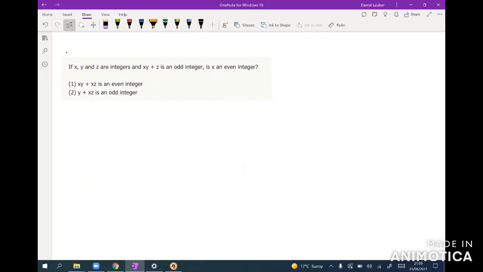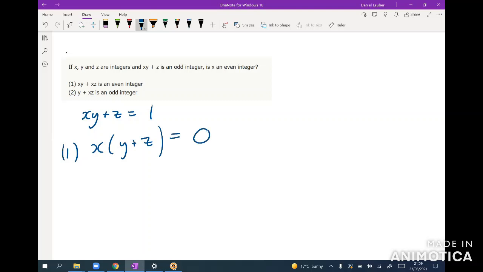If x, y, and z are integers and xy plus z is odd, okay, so we can say xy plus z equals 1. Is x even? Okay, so 1, we've got x times (y plus z) is even, so we can say that's equal to 0. And so either x equals 0 or y plus z equals 0. In which case, well, in the first case, clearly x is even.